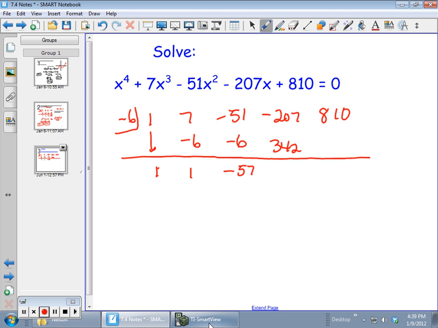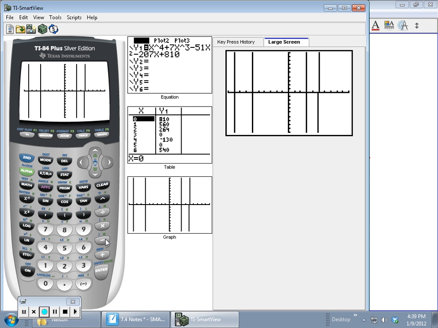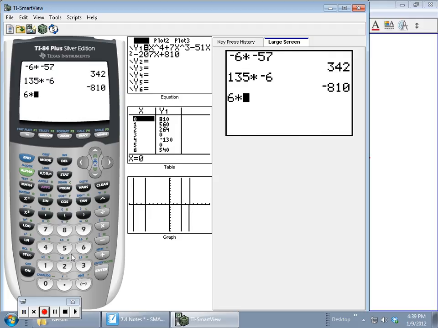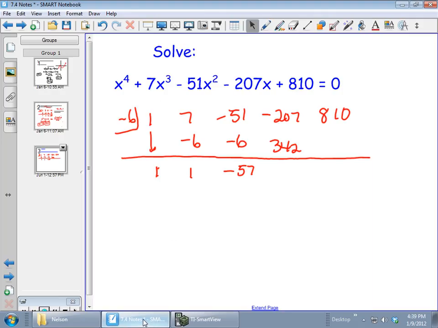I don't feel comfortable with that. Negative 6 times negative 57. Okay, I should trust myself more. Okay, so 342 minus 207 would be 135. And negative 6 times 135 is negative 810. And so then our remainder is 0. So that's good. That's what we're looking for. This tells me that one of the zeros is negative 6. Okay?